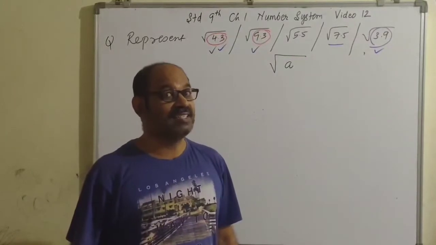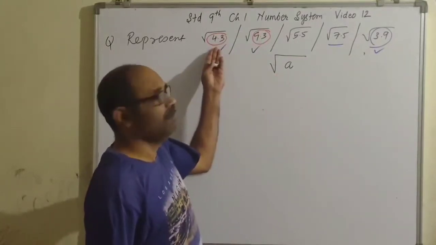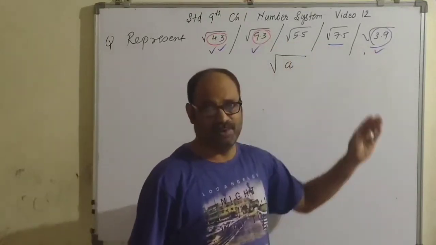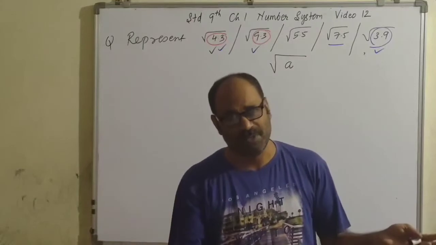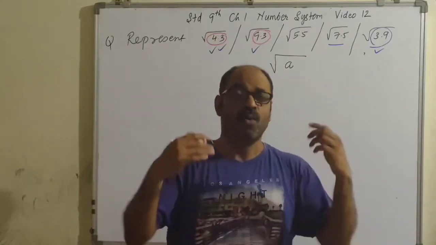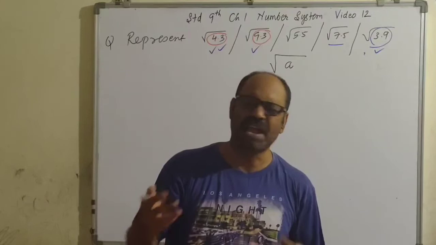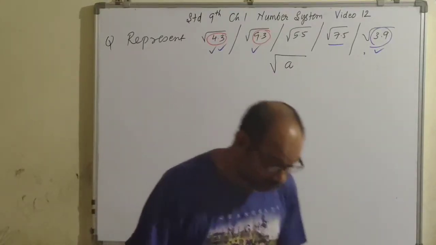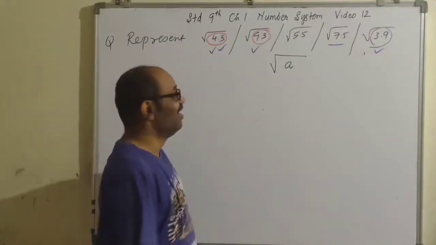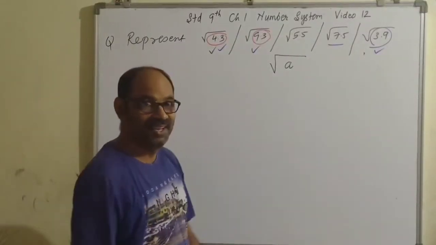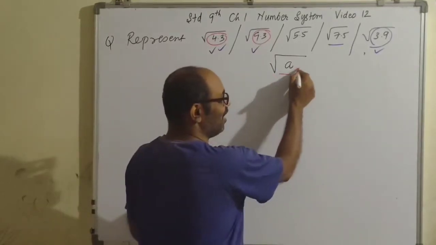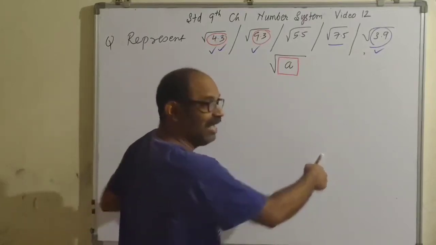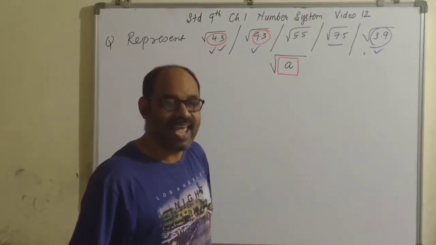I have to represent square root of a, where a may be 4.3, 9.3, 5.5, 7.5, 3.9, 1.9, 2.7, 19.3, 105.88, anything. A is anything. So what does it mean, children? It means first I have to take a line segment whose length is A. First I'll draw a line segment whose length is A.